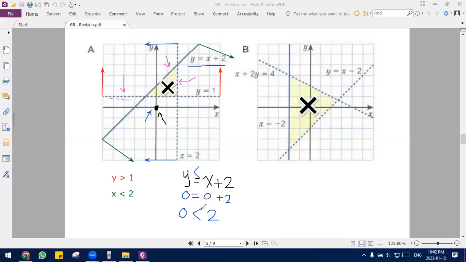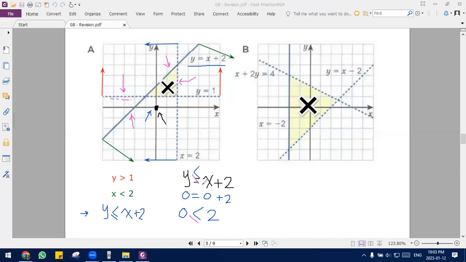What does that mean? So here I found that the answer is 0 less than 2. But now I should add the equal. Why? Because if you check the line here, it's a solid line. So now the equation is like this: y less than or equal to x plus 2. And after you find the answer, you write it with the equation y less than or equal to x plus 2. Only the last equation, this one, has an equal sign, because it's solid. The other two don't have an equal sign, so they're not solid.